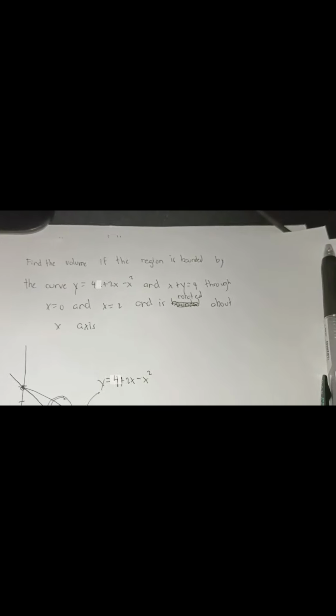Hello everyone, so now I'm presenting a problem on volume using the disk or washer method. Find the volume if the region is bounded by the curve y equals 4 plus 2x minus x squared and x plus y equals 4, from x equals 0 to x equals 2, and is rotated about the x-axis.